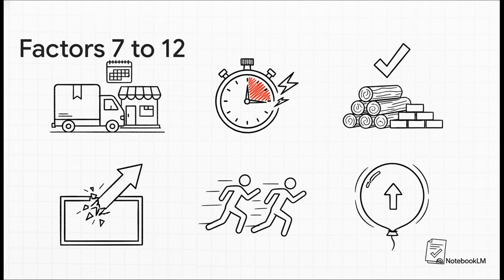Continuing our master list to get the full picture, we have number 7, credit availed, 8, operating efficiency, 9, availability of raw materials, 10, growth prospects, 11, level of competition, and 12, inflation. I can't stress this enough. Understanding every single one of these 12 factors is absolutely vital if you want to score full marks in your financial management long answer questions. So make sure you study them carefully.